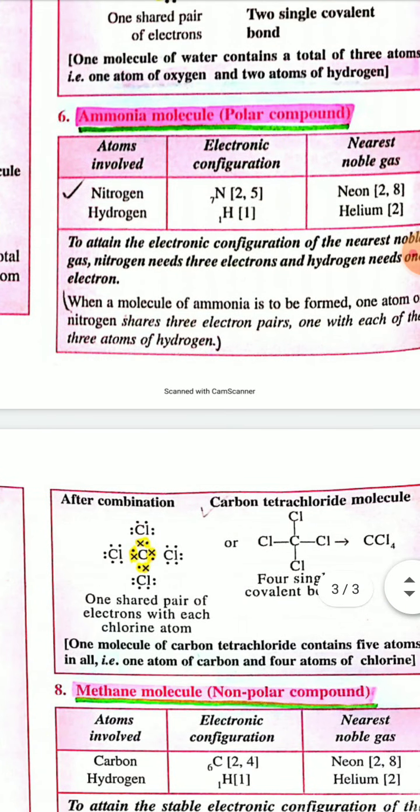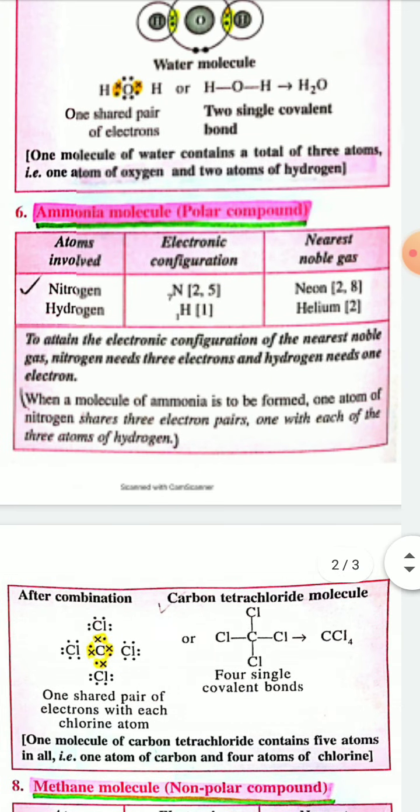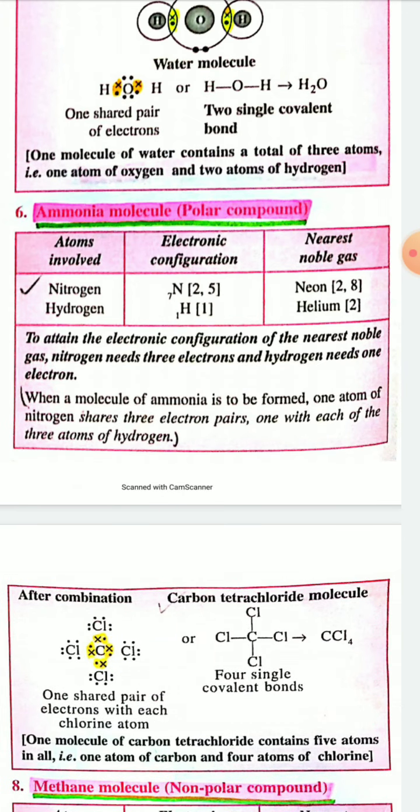Next, ammonia molecule formation. Ammonia means NH3. You know hydrogen needs one electron to become a doublet, and nitrogen, having electronic configuration 2, 5, needs 3 more electrons to become an octet, that is, to attain the nearest noble gas electronic configuration. Nitrogen needs 3 electrons and hydrogen needs 1 electron.